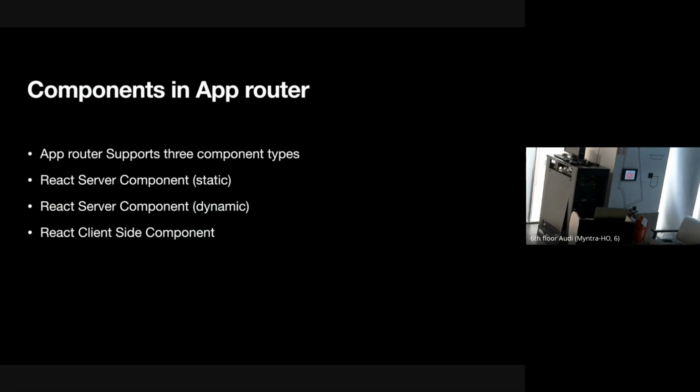So basically, these are some components in app router. So React server component static, React server component dynamic, and React client side component. So static are the components that are cached during the build phase. Dynamic are the components where, whenever you need to revalidate it, it will keep on updating, and the client will keep on fetching this data. And there is one client side component which has drawbacks, like I told you earlier. So yeah, this is all it is.